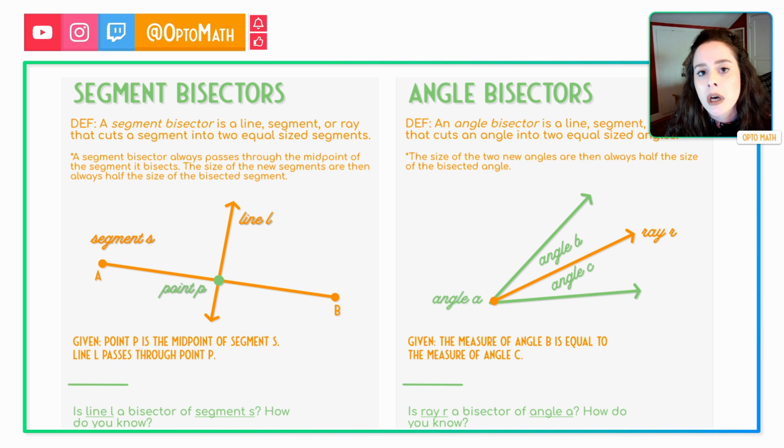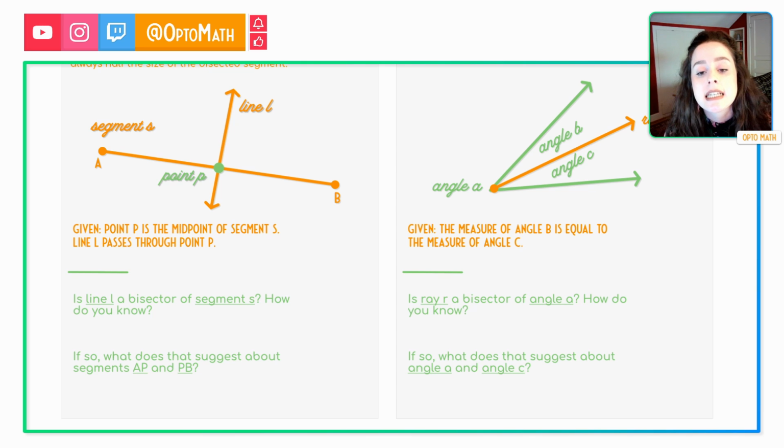Think about this as well. Your original segment has now two different pieces, and each piece or each part is half the size of the total segment. So basically, segment bisecting is a special situation of segment addition. Let's look at this diagram or this image we have for bisector of a segment.